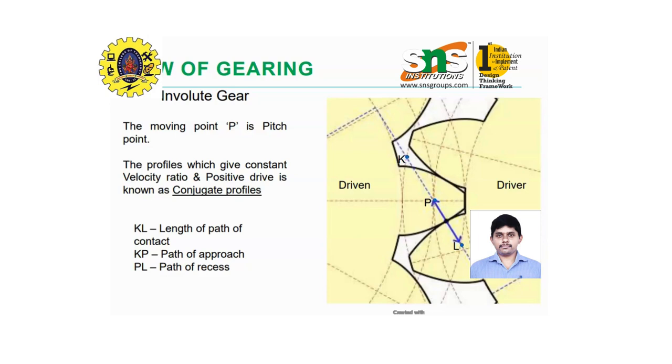Okay, and PL represents the path of recess, and PL represents the path of approach. These two words are commonly used to represent the type of gears and where the gears have been used according to their meshing. Depending upon the power of transmission, the velocity of the gears keeps on changing. Okay, so that is why we need to choose this type of conjugate profile.